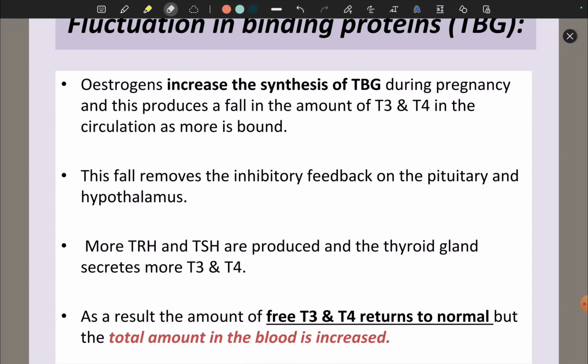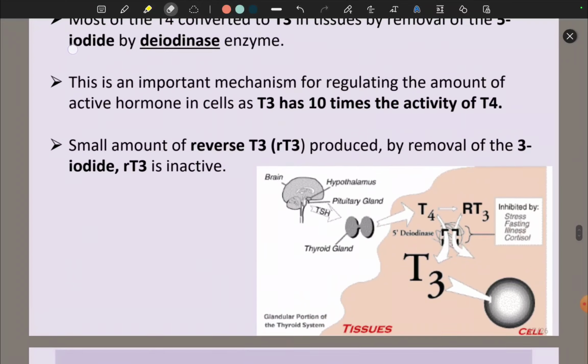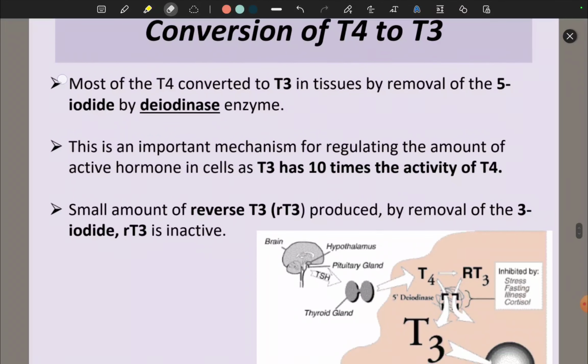So these two points are very important for thyroid hormone. The free one, as we said, will not change; only the total changes, in order to know why free will not change, when there is an abnormal amount of protein.